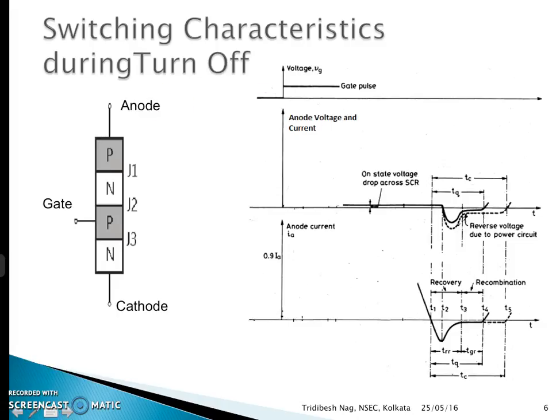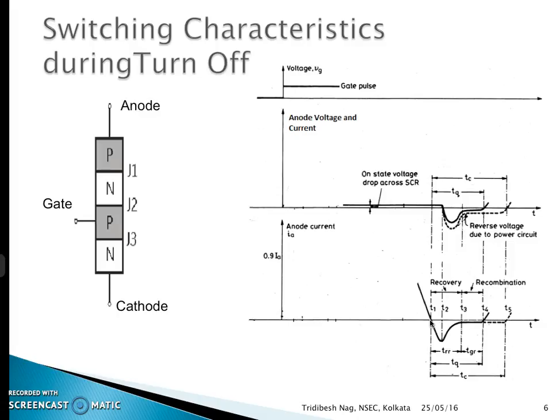Now the turn off time, this is the turn off time denoted by TQ. The turn off time of the thyristor is defined as the time between the instant anode current becomes zero, so here the anode current has become zero, and the instant SCR regains forward blocking capability.